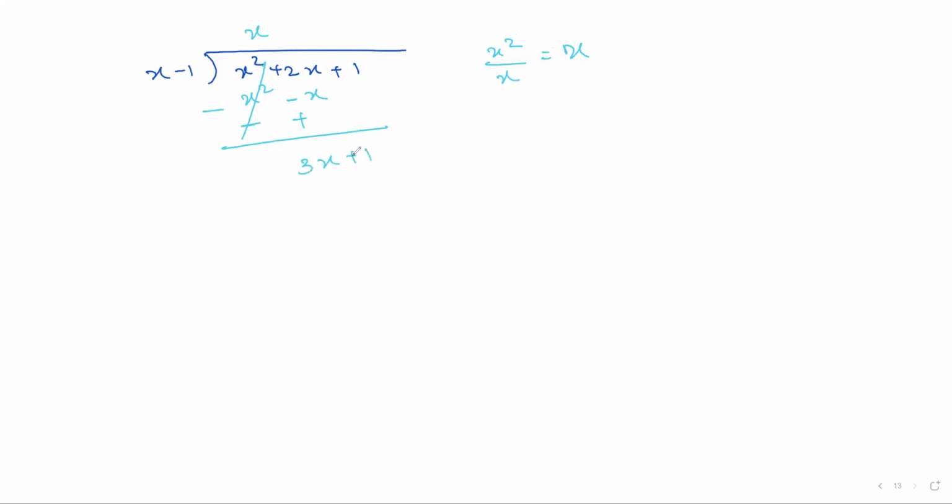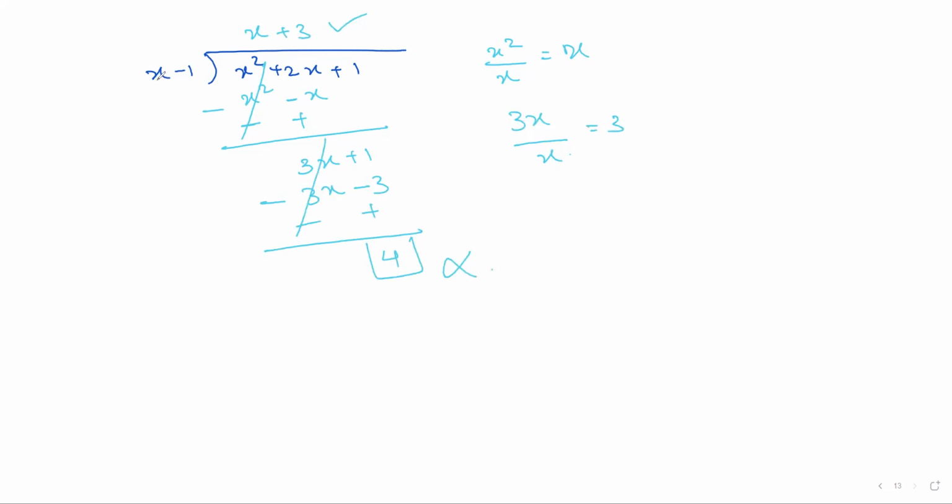Here, if you keep on dividing it, 3x divided by x, you're getting 3. 3 into x is 3x plus 3. You change the signs, you're getting it cancelled. So you are getting q as degree 1, but you're not getting remainder as degree 1. Okay? Because we considered the power as 2.